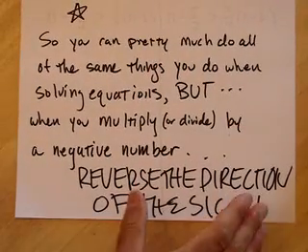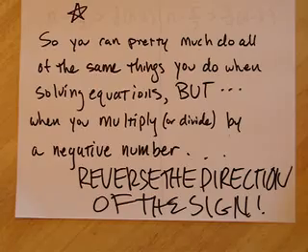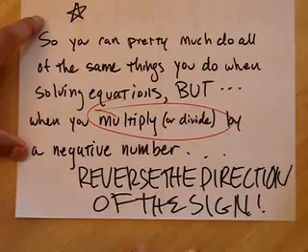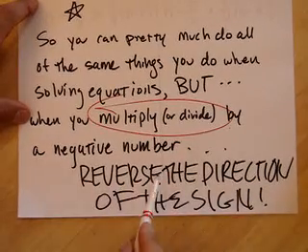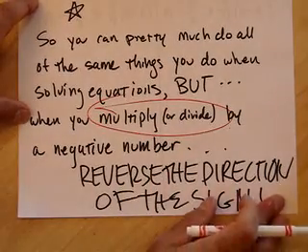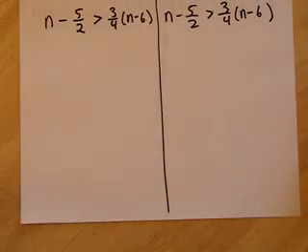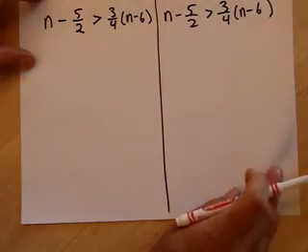So when you multiply both sides by a negative number, switch that sign. So pretty much do all the same things as when we're solving equations. But when you multiply or divide, because you know they're inverse operations, by a negative number, you have to reverse the direction of the sign. Don't forget to reverse. That's the main difference here. Okay? Let's solve a problem here. This one's going to be a pain. Well, let's do it anyway.